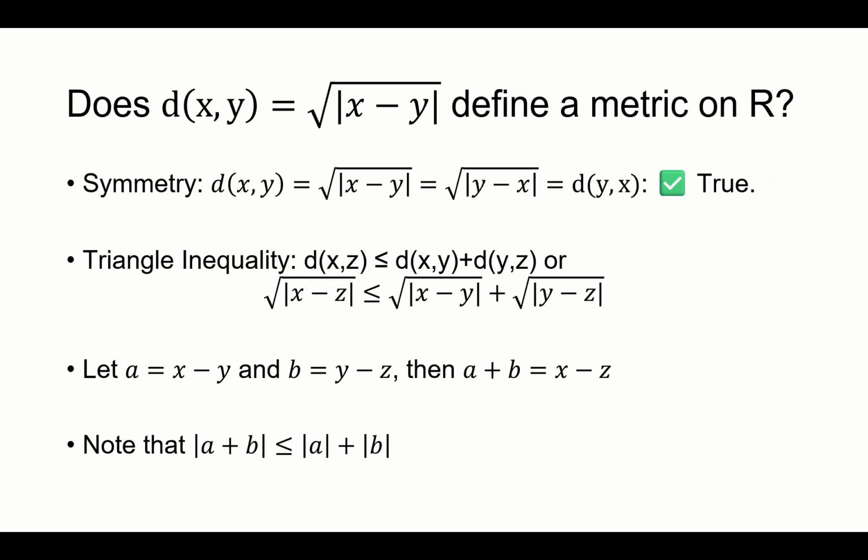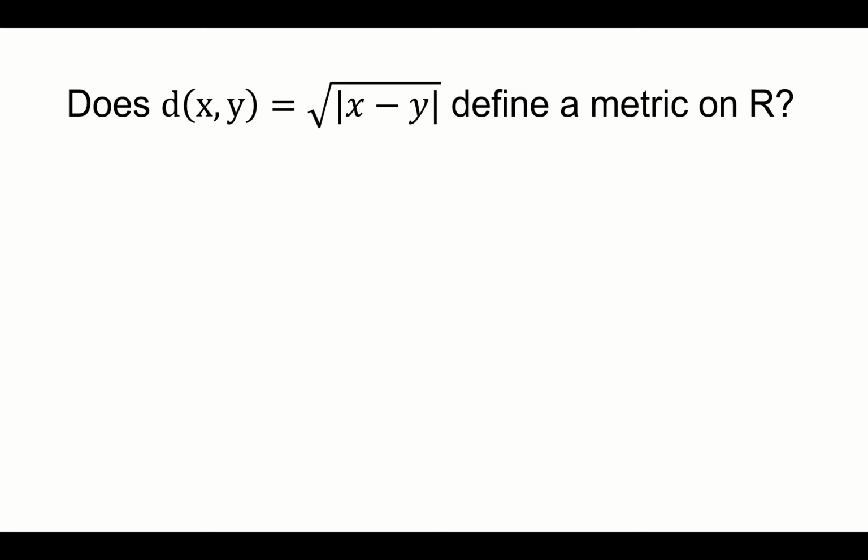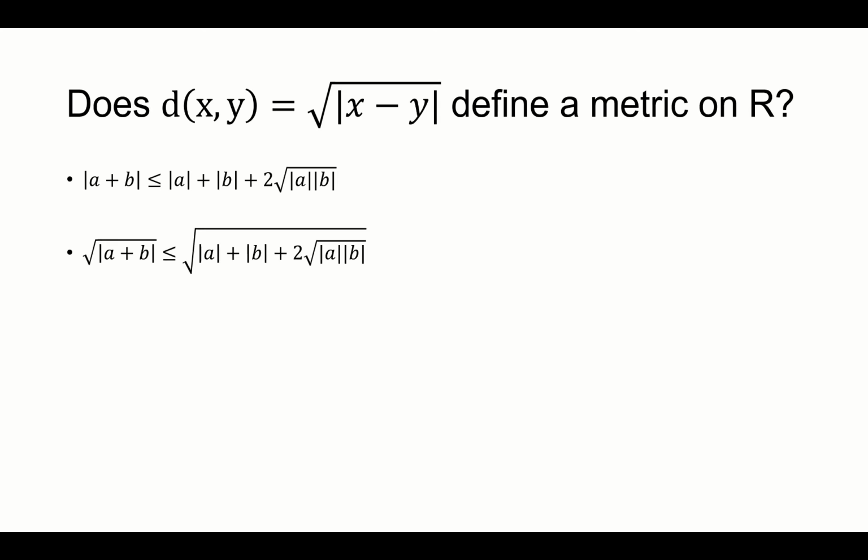So we want to use the fact that the absolute value of a plus b is less than or equal to the absolute value of a plus the absolute value of b by the triangle inequality. So we're going to use that to prove the triangle inequality. Starting off, I can take the triangle inequality and also add 2 times the square root of the absolute value of a times the absolute value of b, because that last term is non-negative. So basically, that preserves the inequality.